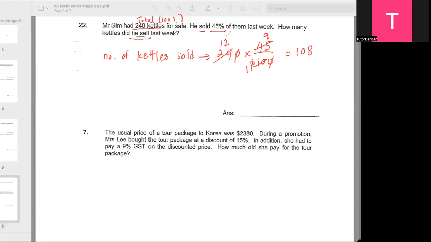Always try to reduce the number all the way to the smallest, as small as possible, so that it's easier for you to use mental calculation, because most of the time you cannot use a calculator for this type of question. You have to do manual calculation. So the smaller the number, the easier for you to calculate. So the answer is 108.